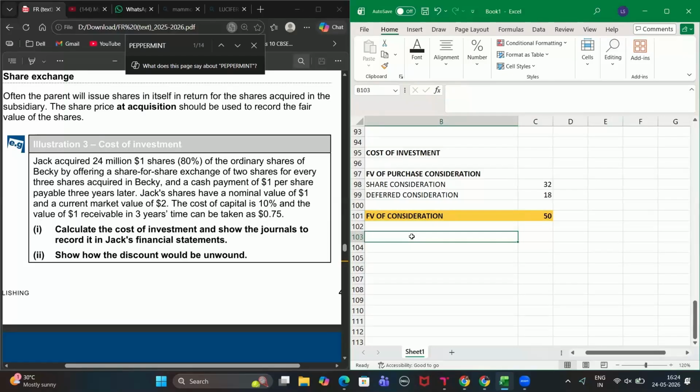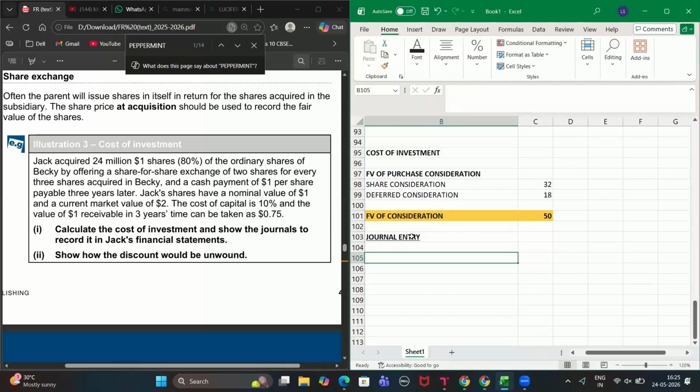Now tell me, they are asking us the journal entry in respect of Jack's financial statements, Jack's individual statements. They are asking us what? Journal entry. I've taught you this yesterday. How do we show this as a journal entry? Tell me, everyone's response.